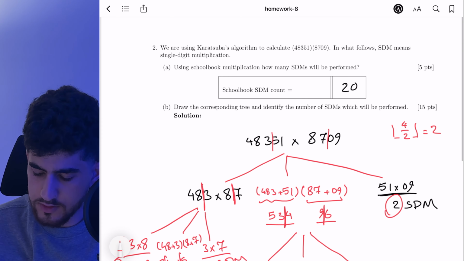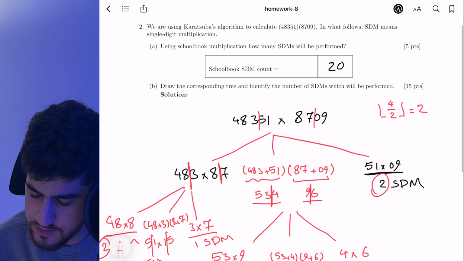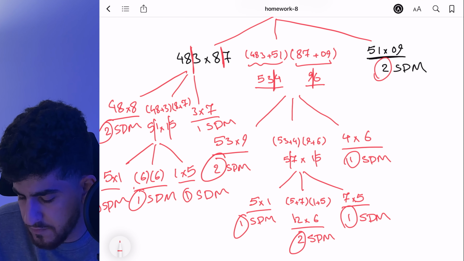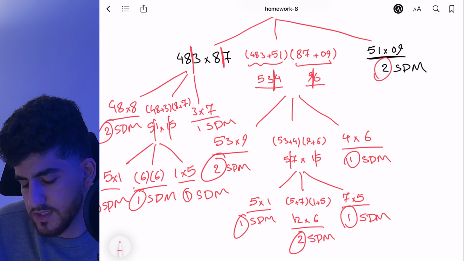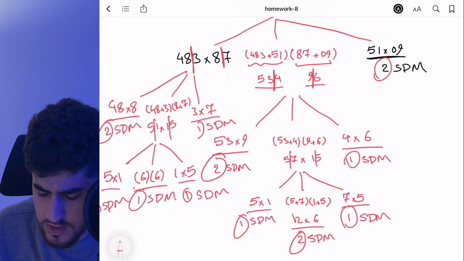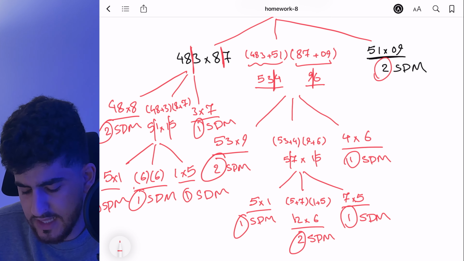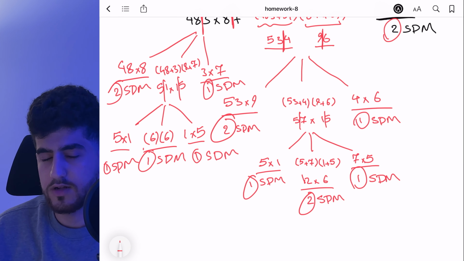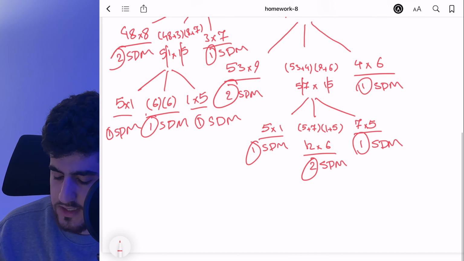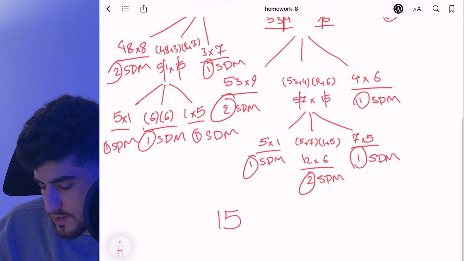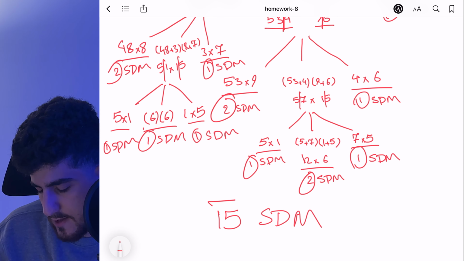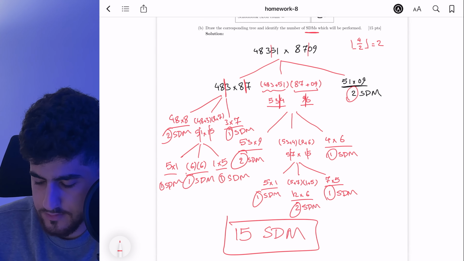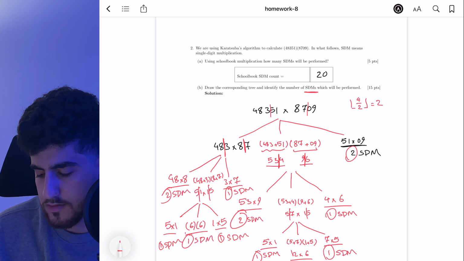And now if you want to see what the number of STMs is, it's going to be 2 plus 1 plus 1, 4, plus 2, 6, plus 1, 7, plus 2, 9. There's a 1 here as well, plus 1, 10, plus 1, 11, plus 1, 12, plus 1, 13, plus 2, 15. So the answer is 15 STMs. Okay, so this is the answer to the second question. This one had more work compared to the previous one.